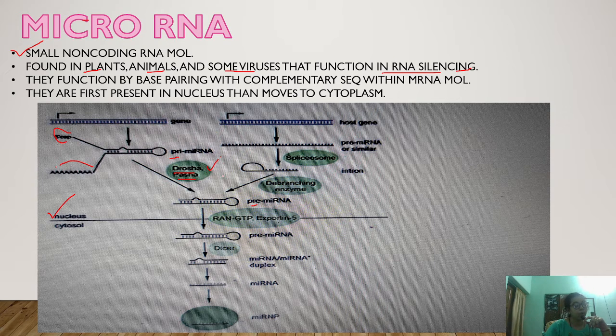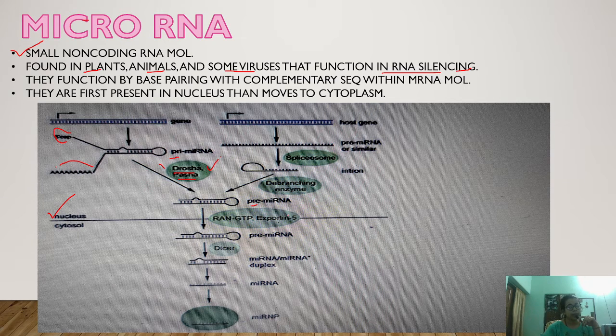But we need to come out into the cytoplasm region. So remember that this processing from pri-miRNA to pre-miRNA takes place in the nucleus, because it is asked in the exam. And these proteins, Drosha and Pasha, are present in the nucleus. These are tricky questions which are asked in the exam, so you need to be very careful.